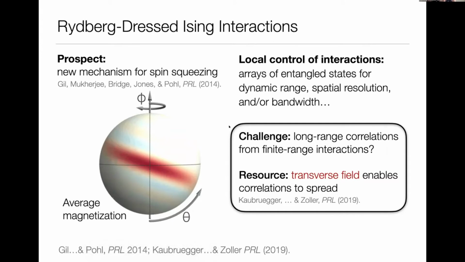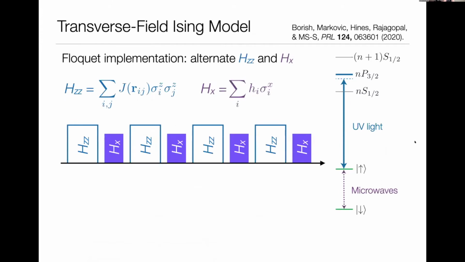One tool that's useful, both for this application in engineering squeezed states, but also, as I mentioned before, if you want to study, for example, these quantum optimization problems, is you'd like to have not just the interactions, but also a transverse field. So we thought we would explore whether we can also realize a transverse field Ising model in this system. And it turns out that that is something that most naturally, in our case, is done by essentially rapidly alternating between turning on the Rydberg dressing light that generates these Ising interactions and turning on a microwave coupling that we can think of as an effective transverse field because it couples the spin up and spin down states. So we rapidly alternate between these two different Hamiltonians in such a way that we have some effective Hamiltonian that is a transverse field Ising model.